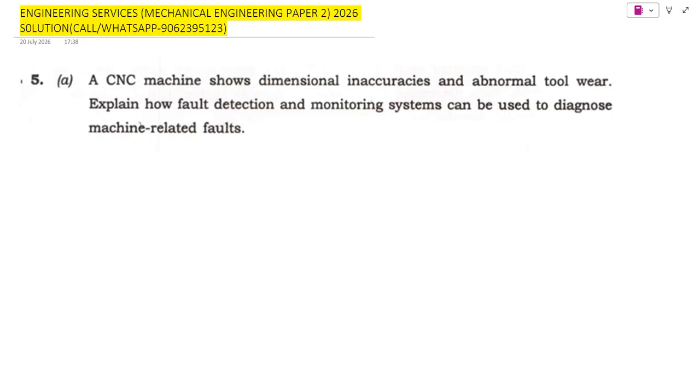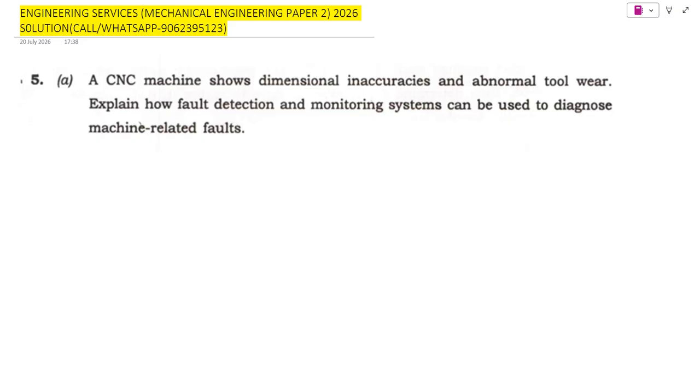A CNC machine is producing dimensional inaccuracies and abnormal tool wear. And as engineers, our task is not simply to replace the tool but to diagnose the root cause using the fault detection and monitoring systems. So today we will solve this problem exactly as a maintenance engineer would. Okay, now first let us understand the symptoms.